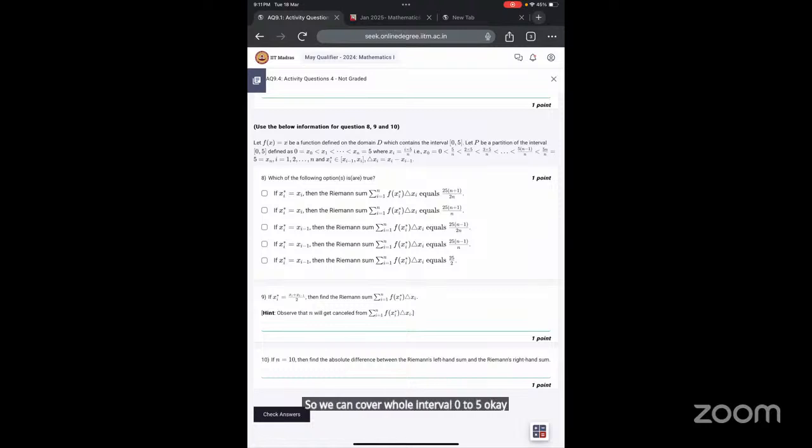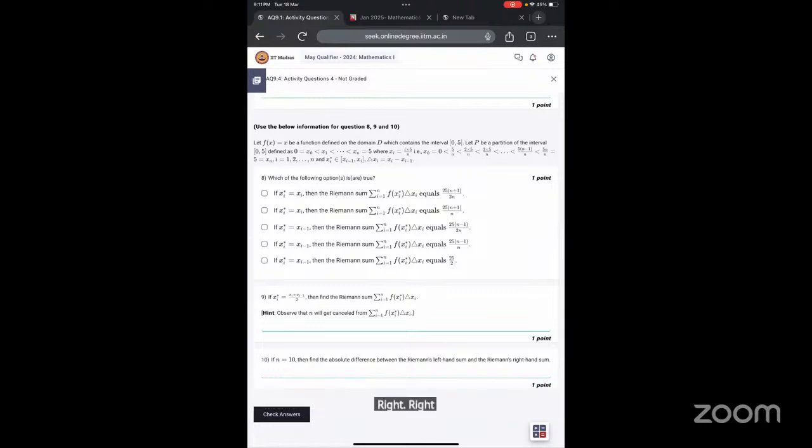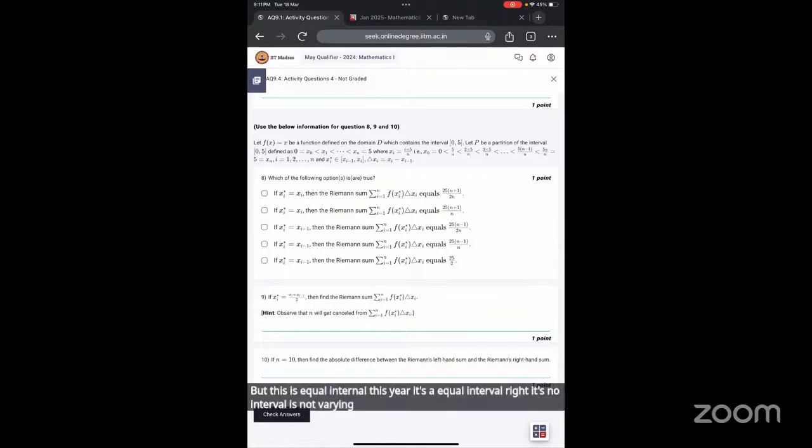Okay, then we know that we have to choose a point from each sub interval, and then we have to pick the maximum length of each sub interval. Then we know how we can compute the Riemann sum, right? Here it's an equal interval, right? Correct. Because we choose the partition in such a way, all the intervals are equal. That means the length of the interval will be the same for all the sub intervals.